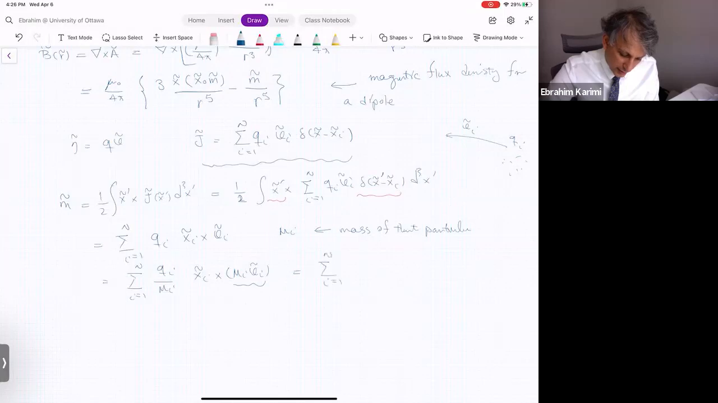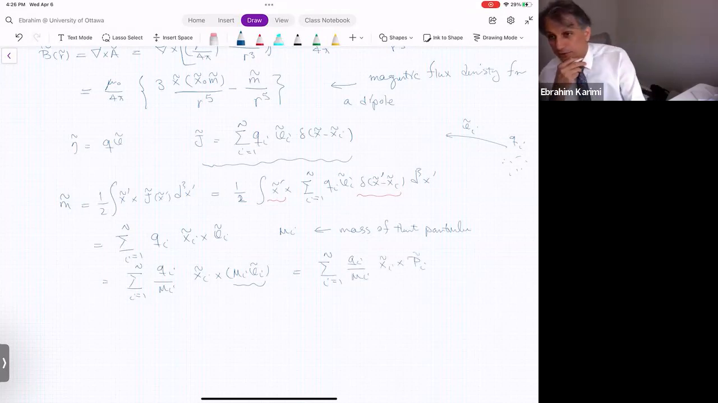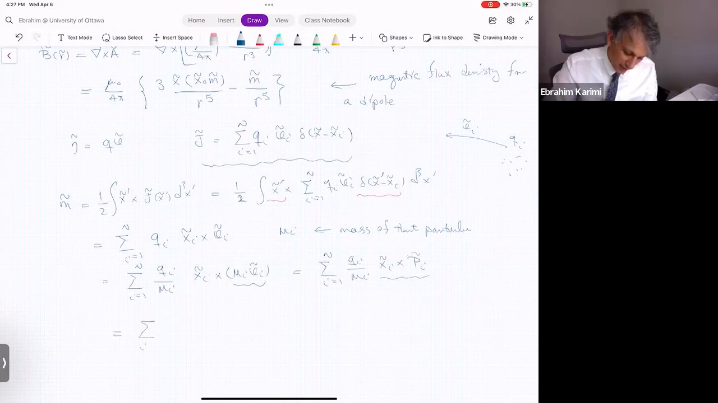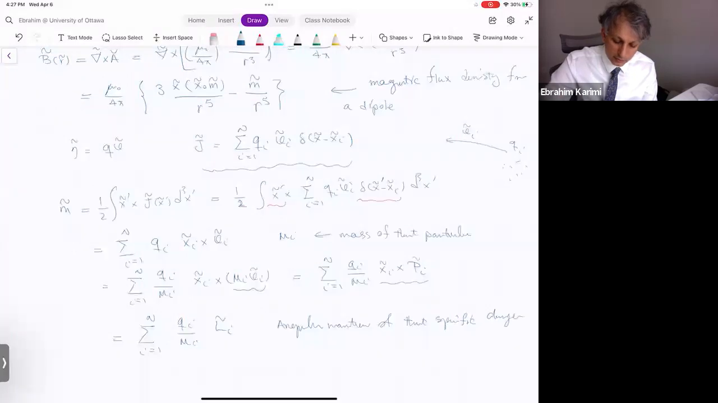So then you will get the summation i from 1 to n, qi divided by mi, xi multiplied by the momentum of that particle. What is x cross momentum? What is this then? x cross p? Guys? Angular momentum. It is the summation of i from 1 to n, qi over mi, li, which is the angular momentum of that specific charged particle, which is moving with velocity of vi.